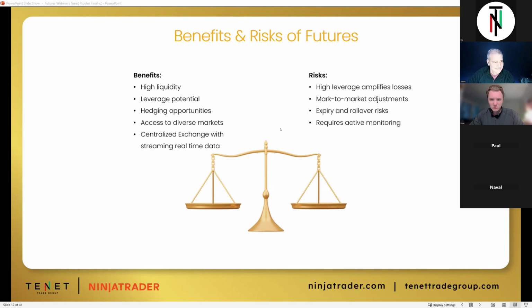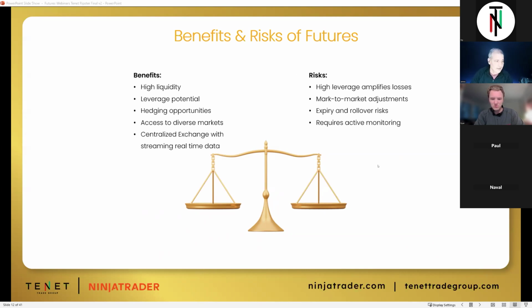Anyways, James, let's quickly breeze through the next 3 slides so we can start with the technical educational part. Yeah, absolutely. Benefits: high liquidity, leverage potential, hedging opportunities, access to diverse markets, centralized exchange with streaming real-time data. Hedging opportunities could also work for individual investors. Let's say I have a 401k with a big chunk of it in the QQQs, and I'm worried about it breaking. I'll go in my futures account and sell a contract to hedge it. That's an example of how a retail guy would hedge.